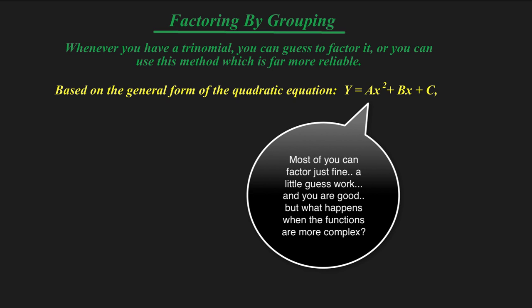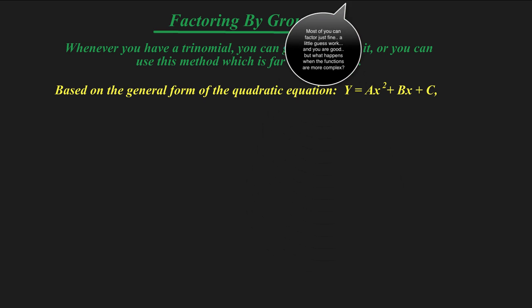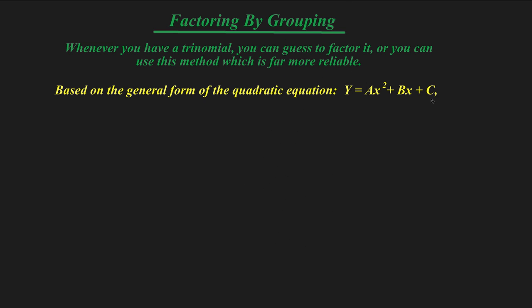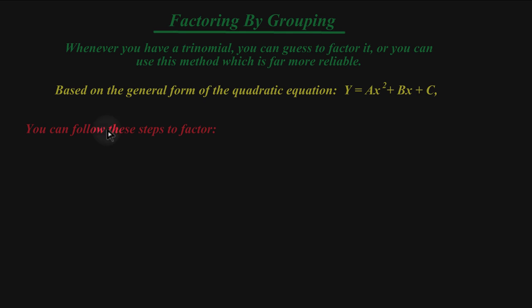And factoring by grouping is a fail-safe mechanism which is very reliable in comparison to just guessing what the factors are. If your polynomial is not too complex, then guessing will work just fine, but you need something for when you can't guess them. So there are basic set of steps that you can follow to use this technique every time, tried and true.